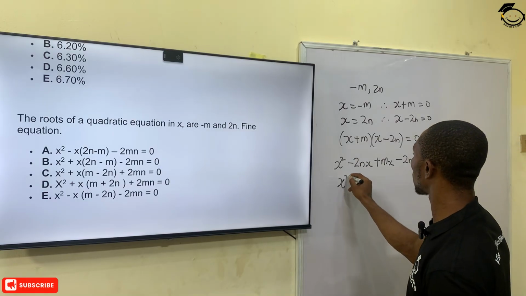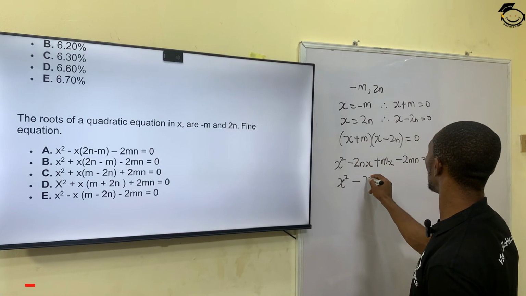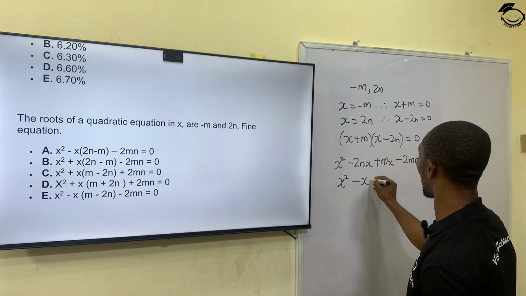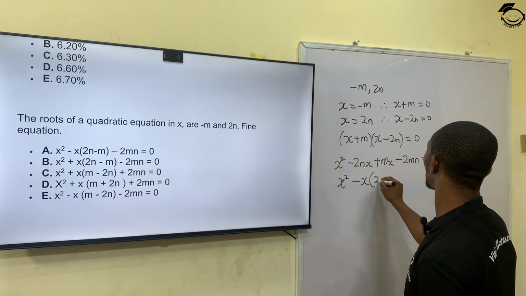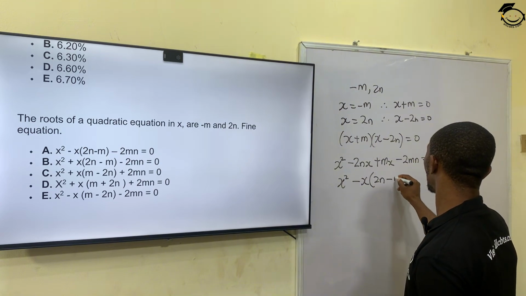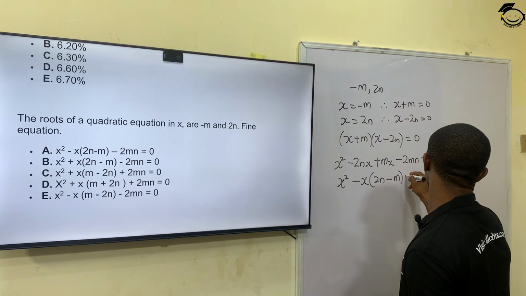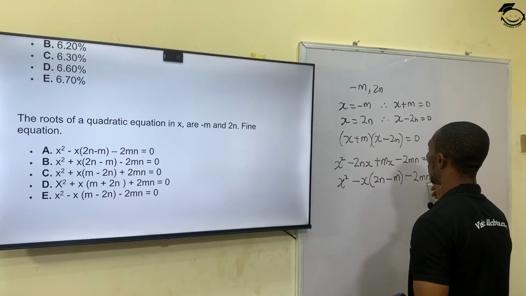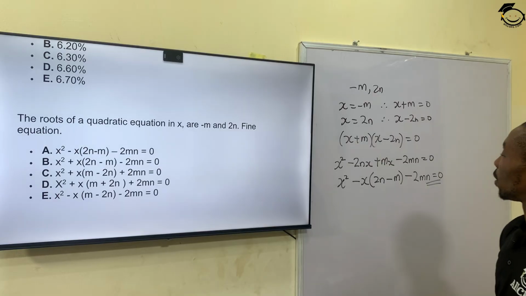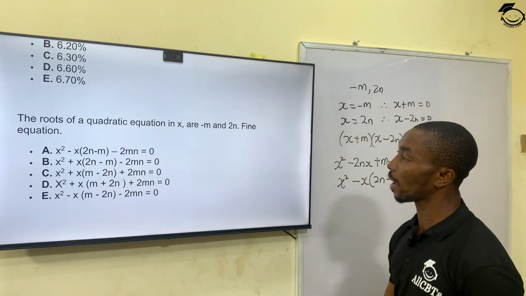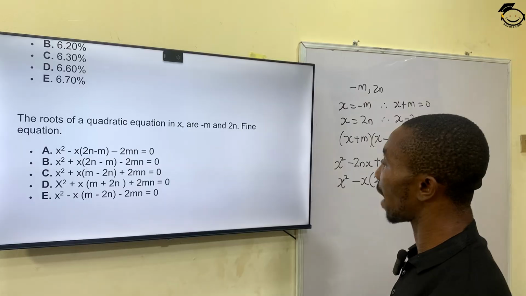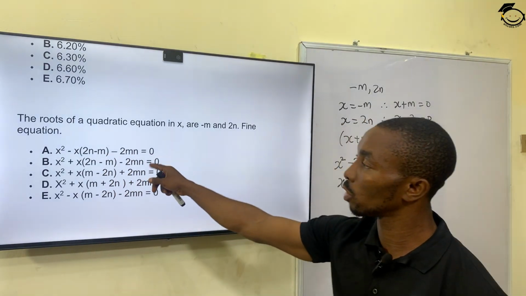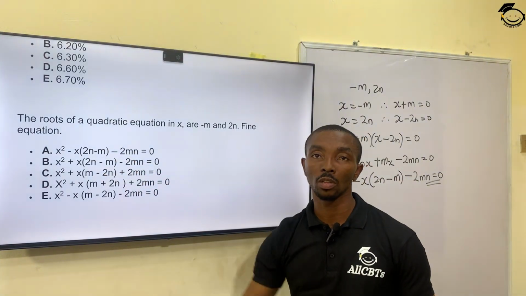Sorry, our x is common, so we bring out our x, bracket 2n minus m, minus 2mn equals 0. So this forms our equation: x squared minus x(2n minus m) minus 2mn equals 0. So our answer will be option A.